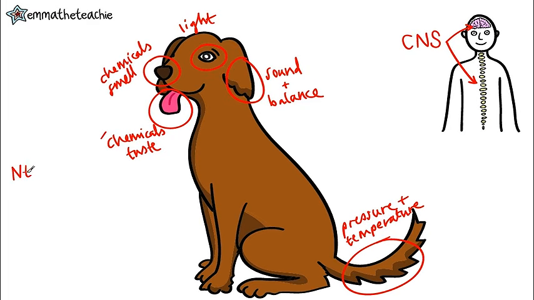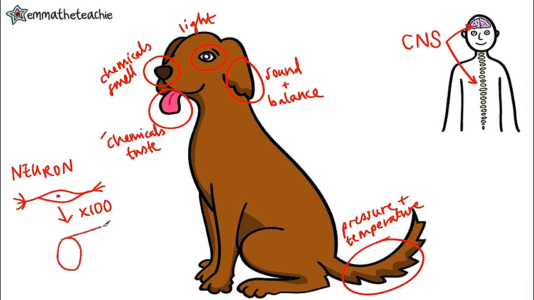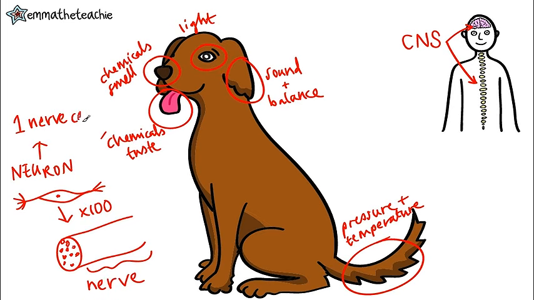Before we look at the journey through the nervous system, you need to know what neurons are. These are individual nerve cells. Here's a picture of one. It's not very good, but you'll see some on the next page that are a little bit better. If you have loads of them bundled together, say hundreds or thousands, then this is actually called a nerve. So that's the difference. A neuron is just one nerve cell.